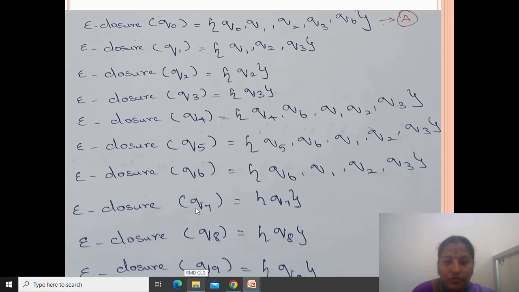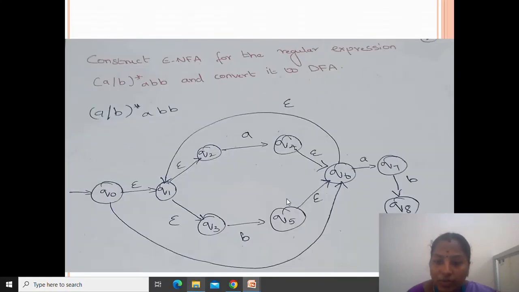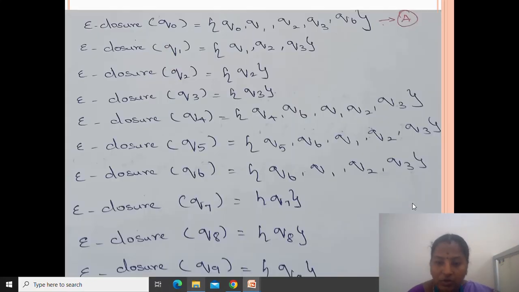Next, epsilon closure of q7 is q7 itself, there is no epsilon move. For epsilon closure of q8 there is no transition, so it is represented as q8. Epsilon closure of q9 is represented as q9. So these are the initial representations.